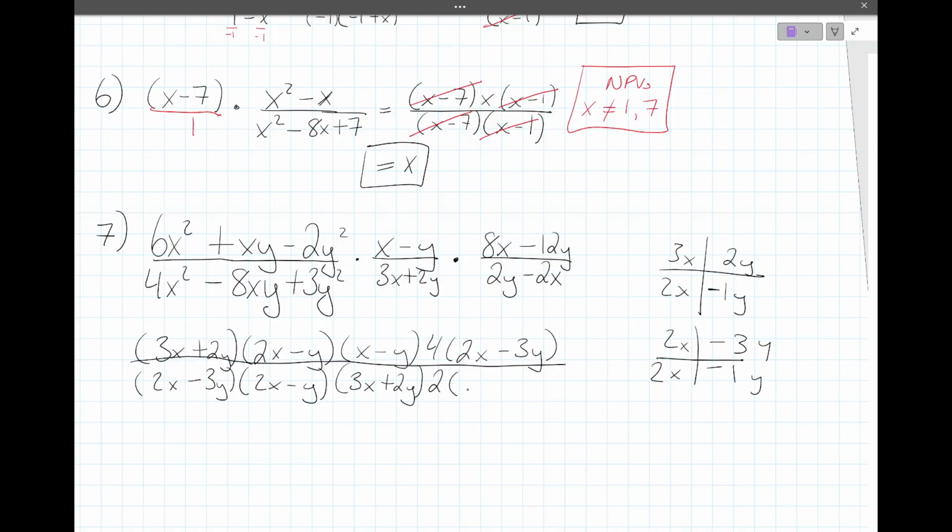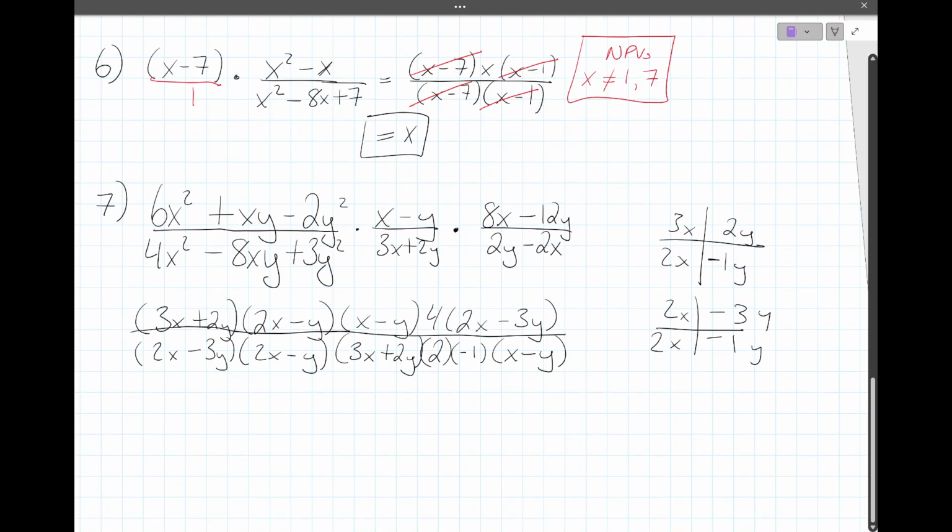And this is 2y minus x. But I'm going to rearrange this to y minus x. I'm going to make it nice and easy for us. That's just going to be a 2 in brackets here. I'm going to call this negative 1. And this is actually going to be x minus y. I'm going to factor a negative out of that y minus x.